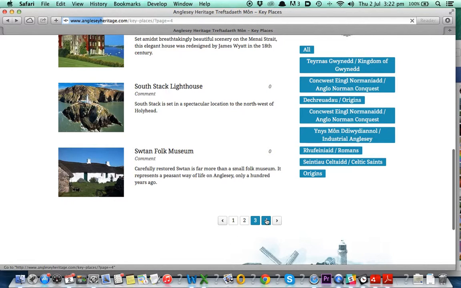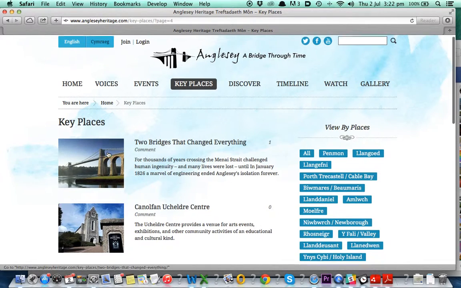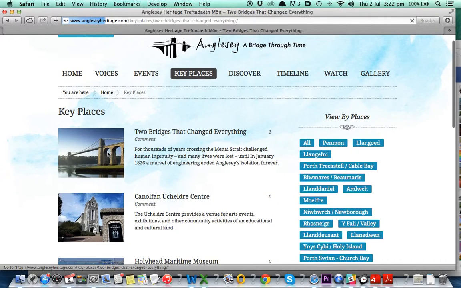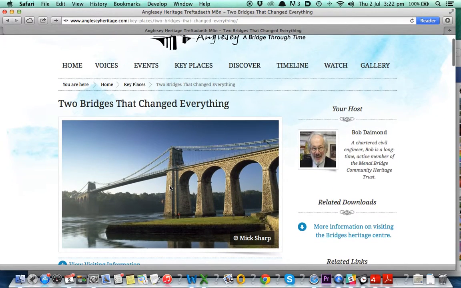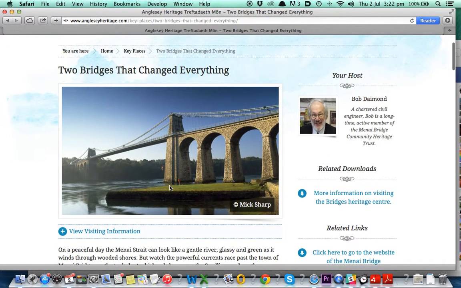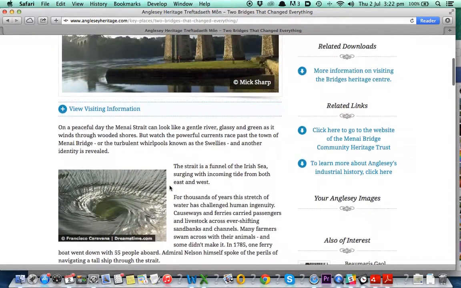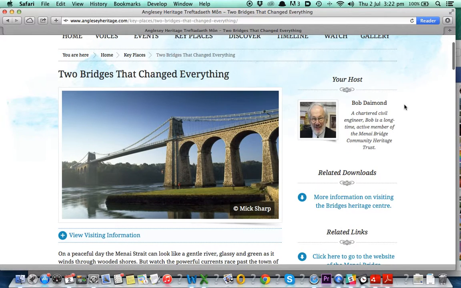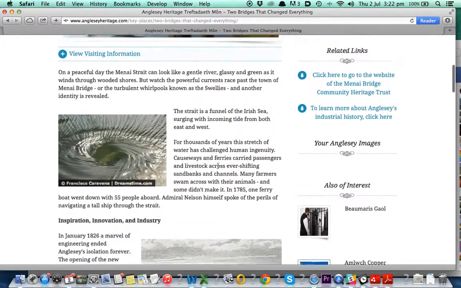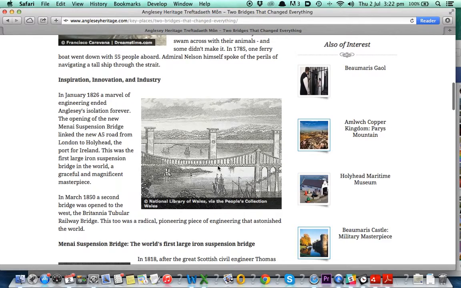There is, I think, one more site that I, the researcher, created before the launch, and that's called 2 Bridges That Changed Everything. This page is about the 2 bridges, the Menai Bridge and the other bridge that were both built during the industrial era and are important industrial heritage sites. The host here is Bob Damon, who is a retired chartered civil engineer and one of the leaders of the Menai Bridge Community Heritage Trust. So again, one of the leaders of the local community group that works to preserve these bridges and interpret them for all our visitors.